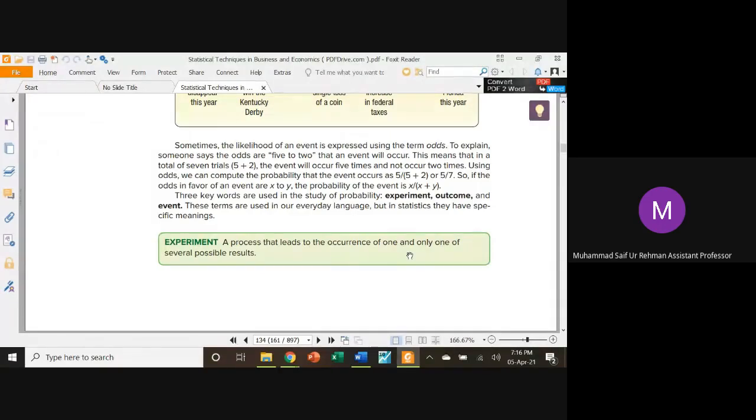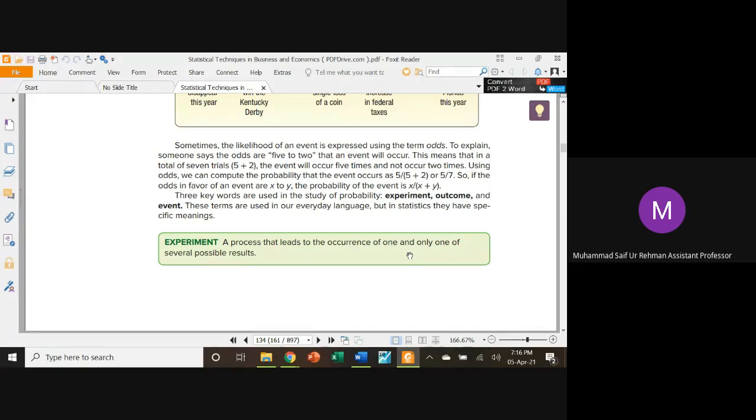So if you are going to toss a coin, there are two possibilities. There may be head, there may be tail. So tossing a coin is an experiment which will result in one and only one outcome, and that may be head, that may be tail.